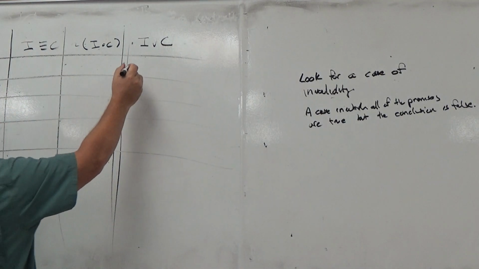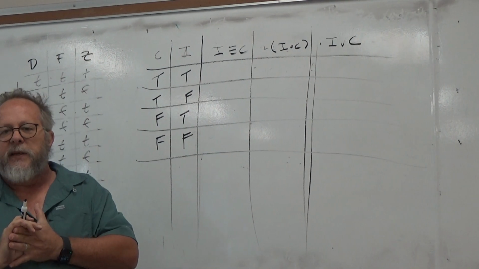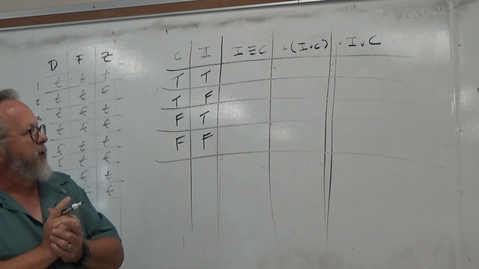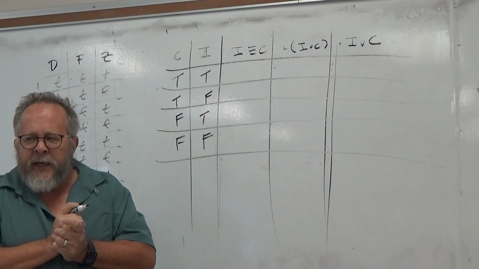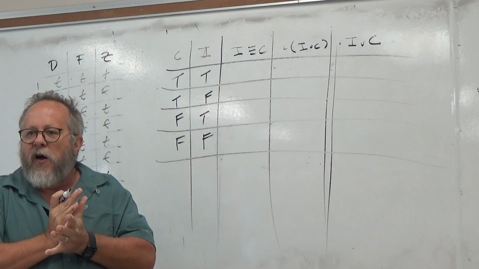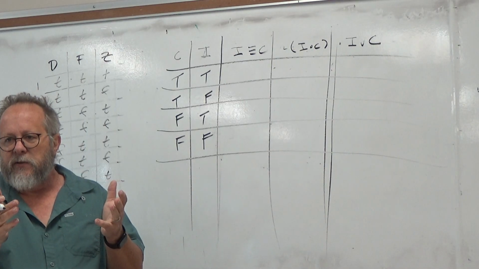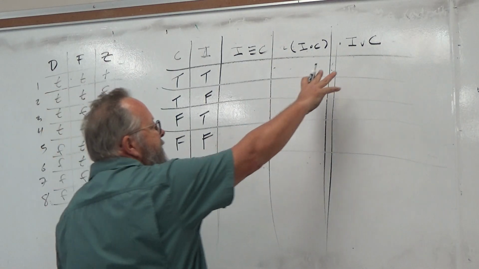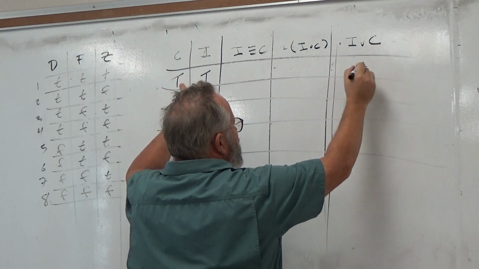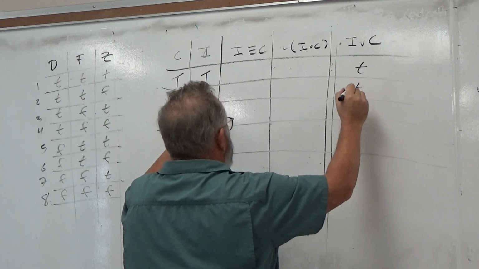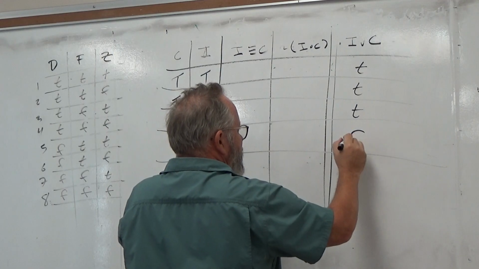So this is a conclusion. That's the first thing we should calculate, because we're only concerned with lines, interpretations, in which the conclusion turns out to be false, because that's the only possible line that could indicate that it's invalid, okay? So let's calculate this first, I or C. True or true is true. True or false is true. And false or true is true. False or false is false.